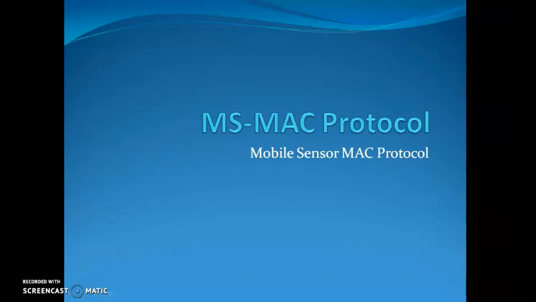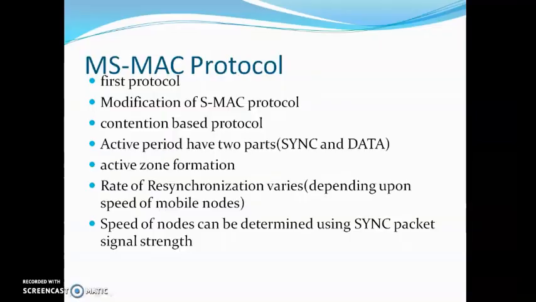The first protocol for mobile network we are going to see is MS-MAC protocol. Here MS stands for mobile sensor. MS-MAC is the first protocol designed for mobile WSN. It is a modification of SMAC protocol, which is a contention based protocol. In case of static network, it works similar to SMAC protocol. Therefore, it has all the characteristics of SMAC.